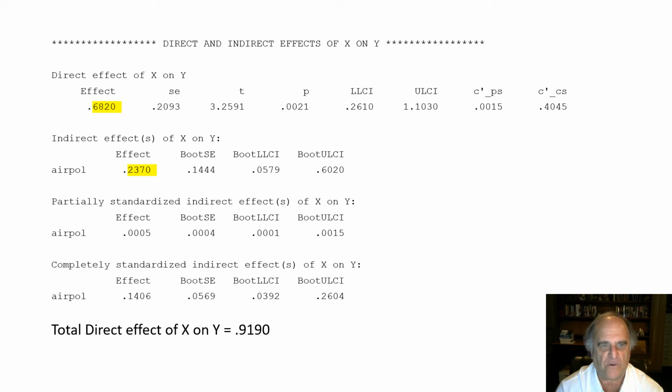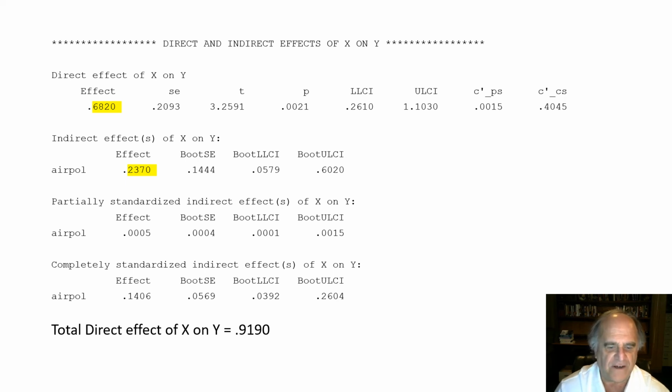So now we get to our direct effects and our indirect effects. I cut this off to make it fit, although we'll see what's on the next page. So you can see our direct effect. Our direct effect here is 0.6820. So again, our direct effect would be that part of the total effect that's due to the direct relationship between density and deaths after we control for air pollution.